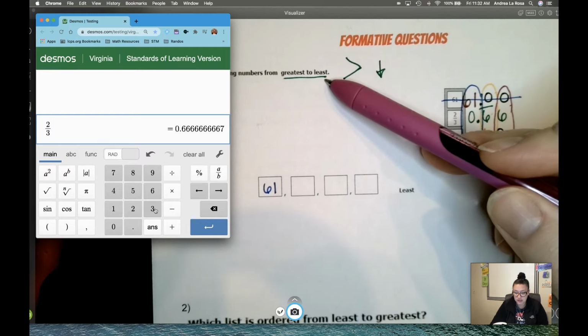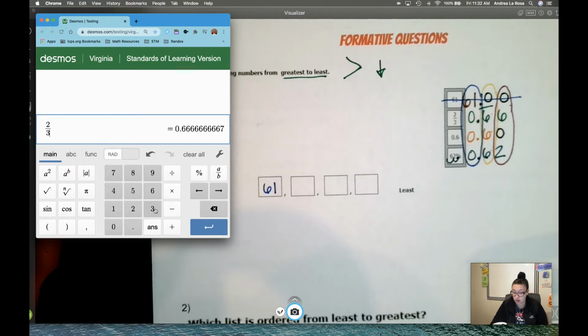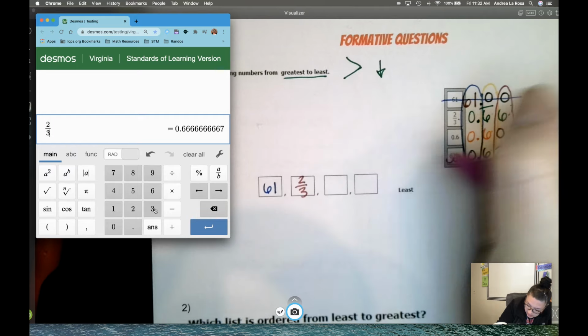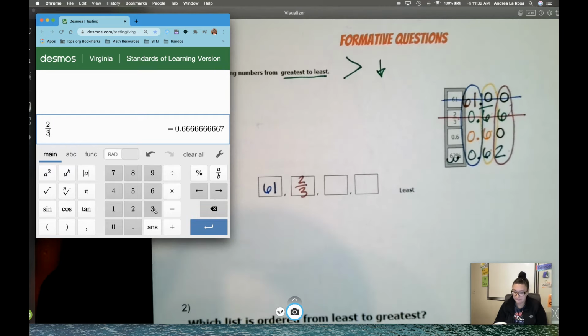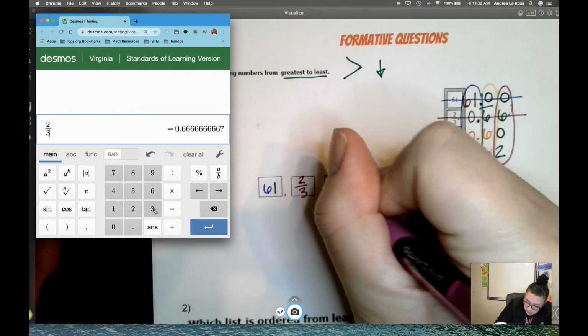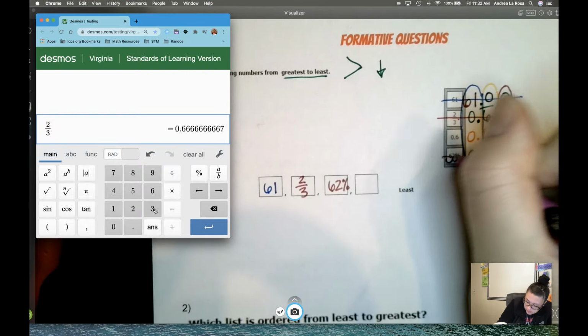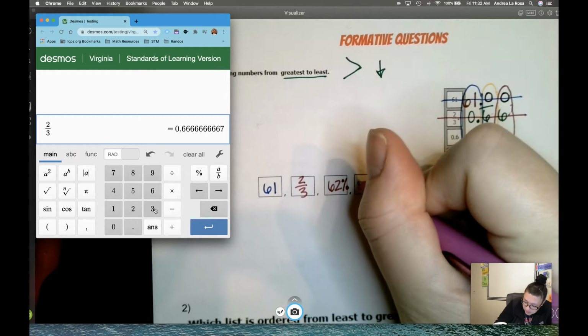Again, greatest to least, I want to find the biggest number in this column. I have a 6, a 0, and a 2. Out of those numbers, what's biggest? That 6. So that means that 2/3 is going to be my next biggest number. And then I come back to that place value again, because I still have numbers that are there. So again, I think, what's bigger, a 0 or a 2? I know a 2 is bigger. So that's 62%, meaning my smallest number is 0.6.